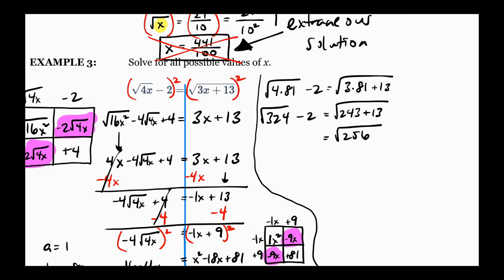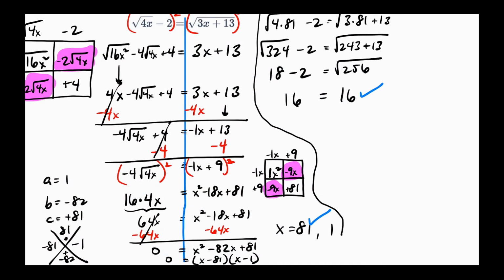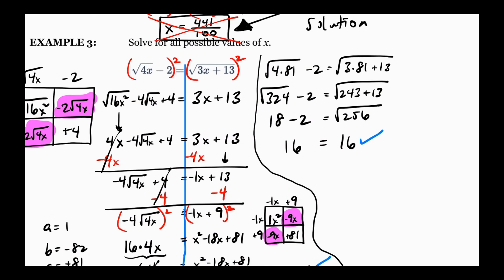324, the square root of 324, I believe, is 18. Minus 2 is 16. 256, the square root of 256 is also 16. 81 checks out. So 81 is a verified answer.